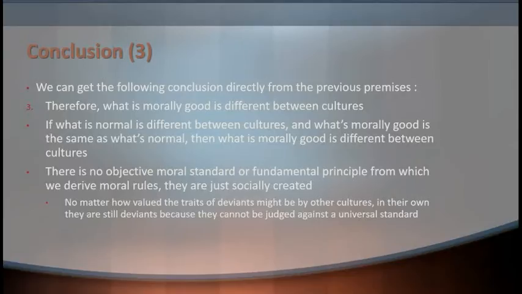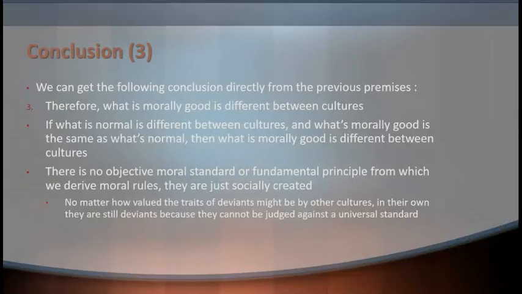And this has the implication that no matter how valued the traits of a deviant might be by other cultures, in their own culture, those people are still deviants. They're still abnormal in some way, because they can't be judged against a universal standard. This is why we might say that this is an argument for relativism rather than skepticism. We know that there's no objective moral standards, but there are still people that violate standards. They're not just free of any judgment whatsoever. So take, for example, our two cultures, one of which takes distrust and suspicion as being the norm, and our other one that treats compassion and being kind as the norm.